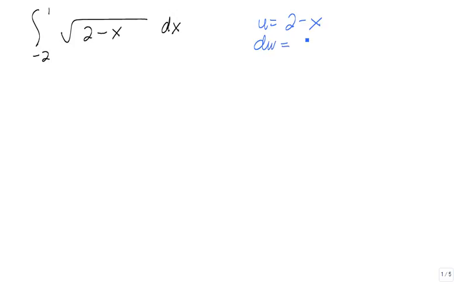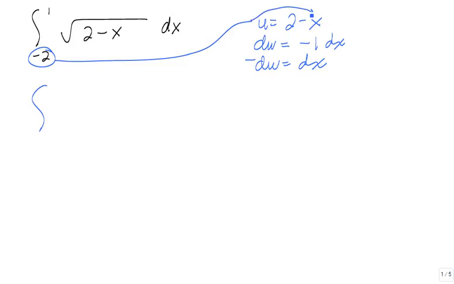I want the integral from negative 2 to 1 of the square root of 2 minus x dx. So here u is the inside function. My du is minus 1 dx, so negative du is dx. And so what I do with this, I take my lower limit and I substitute it in for x, so that's going to be 2 minus a negative 2. And I take my upper limit and I substitute it in as well.